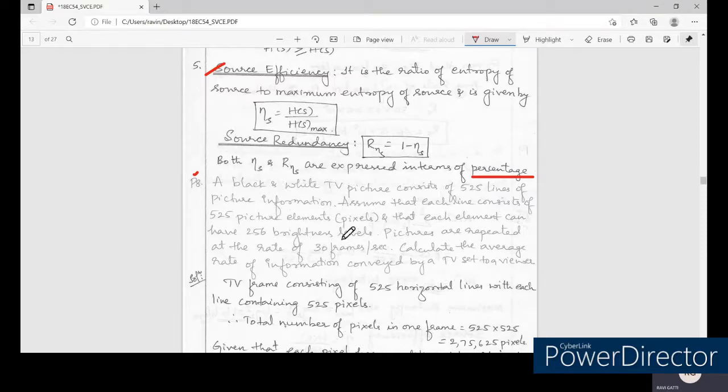For n number of pixels, the total number of elements, since it is a black and white TV, there will be only two brightness levels, either black or 1. So therefore it will be 2 to the power of the total number of pixel elements that we need to calculate. So let us try to solve this problem.